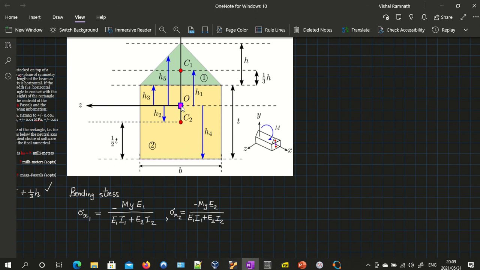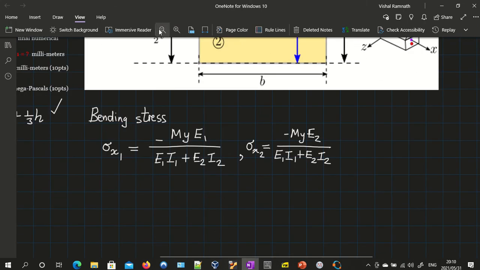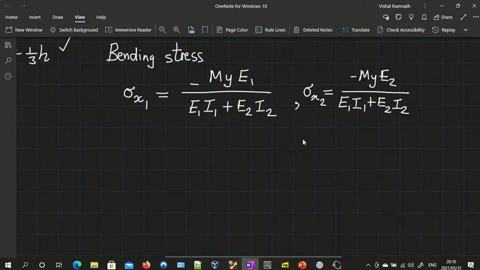What is the distance from the neutral axis to C1? Well, that's just h1. The distance from the neutral axis to C2, that's just h2. But we know the formulas for h1 and h2, which we worked out. Therefore, we can just as well put it into the bending stress formula. Therefore, that would then just be sigma 1.